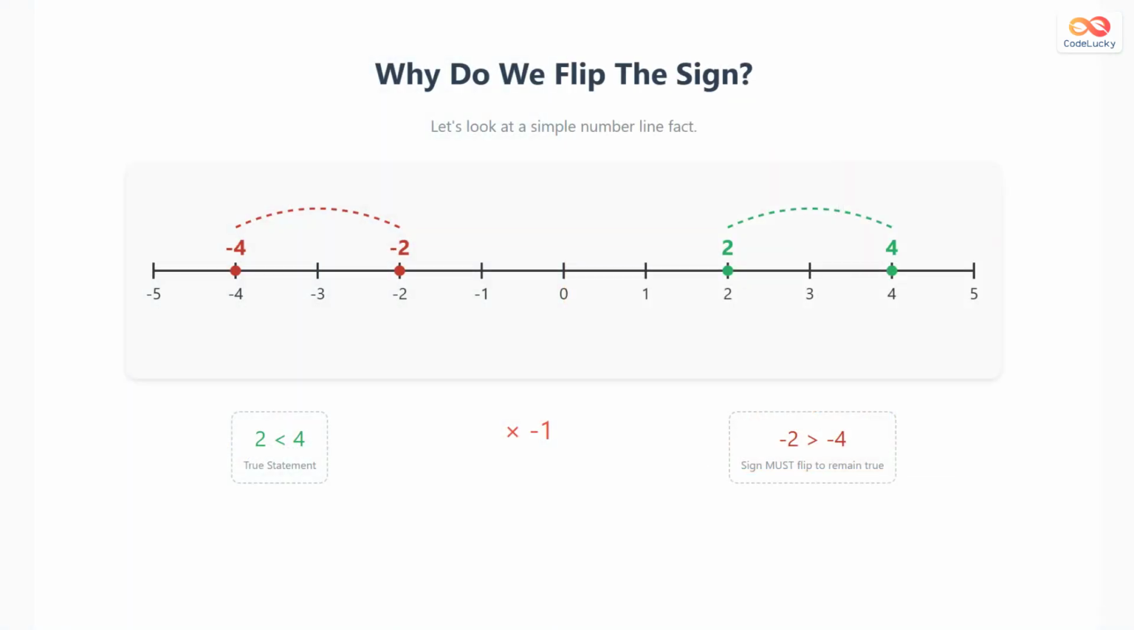You might wonder, why do we have to flip the sign? Let's look at a number line. We know that positive 2 is less than positive 4. That is a true statement. But if we multiply both of those numbers by negative 1, we get negative 2 and negative 4. On a number line, negative 2 is actually to the right of negative 4, meaning it is greater. If we didn't flip the sign, the statement would be false.